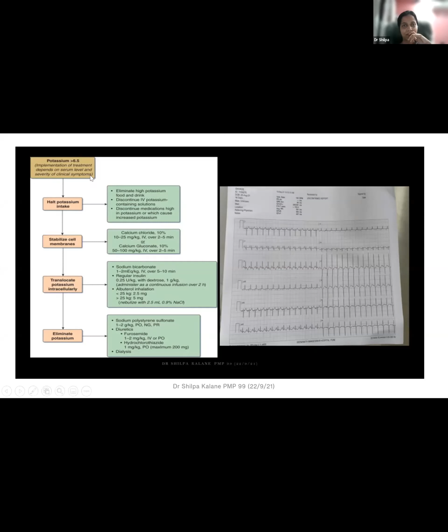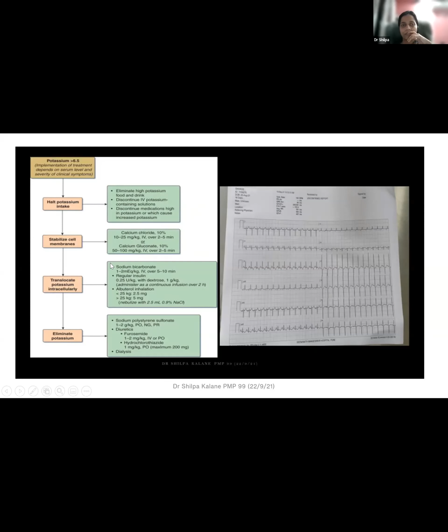So what's the treatment? You stop the exogenous supplementation, whatever is going on. If IV fluids are going on with potassium, stop potassium. If there are potassium sparing medications, stop that. If KCl has been going on, that also you stop. Stabilize the cell membrane because this baby has got arrhythmia. So how do you stabilize? Give calcium gluconate in a dose of 1 to 2 ml per kilo.